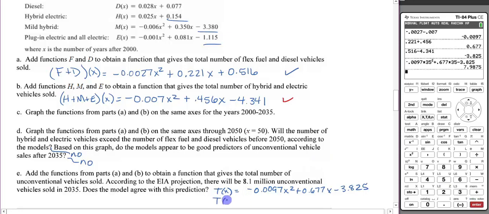So T of 35 is about 7.9875. Does the model agree with this prediction? It's very close. It's very close in agreement. So 8.1 million unconventional, 7.9875. As far as trying to predict something in the future, and there are lots of things you can't determine that will happen, it is a very close prediction with the model as well.